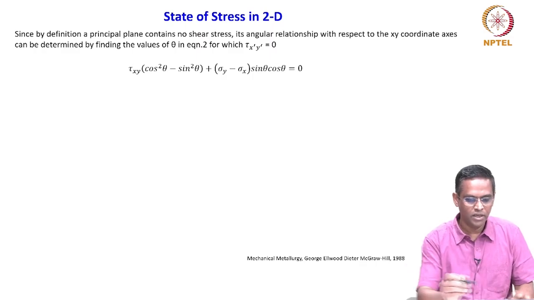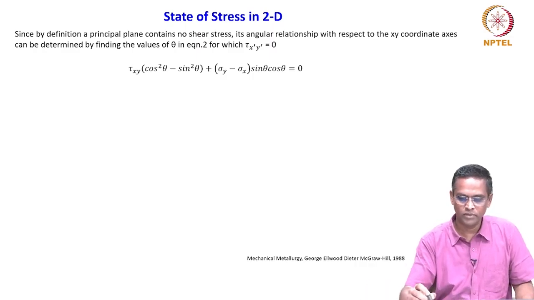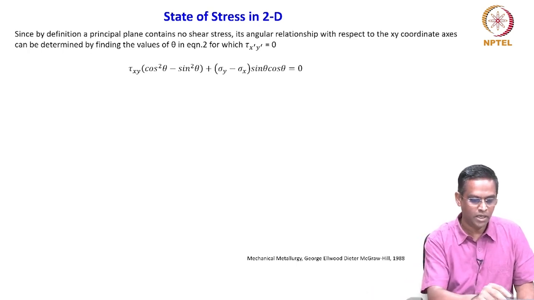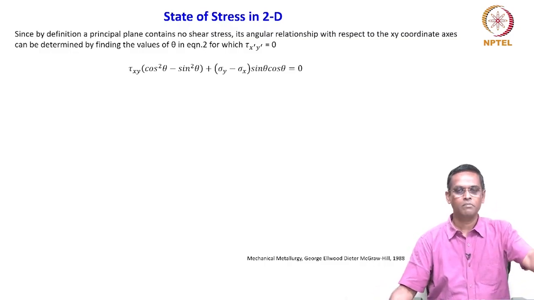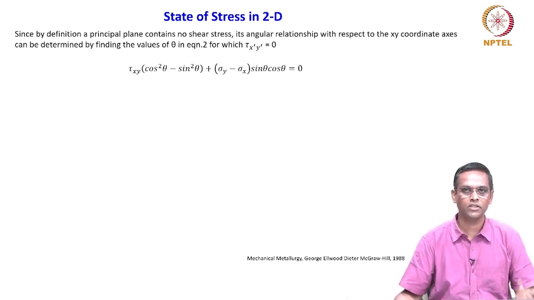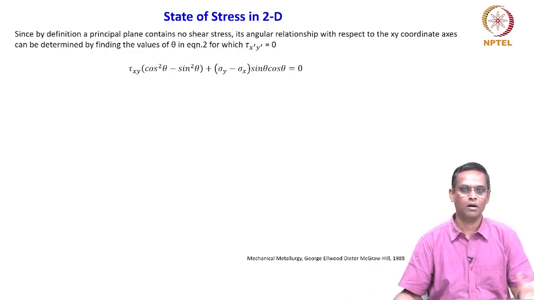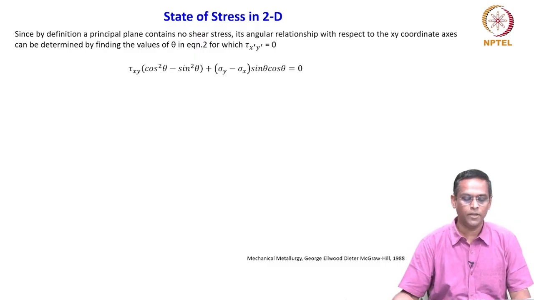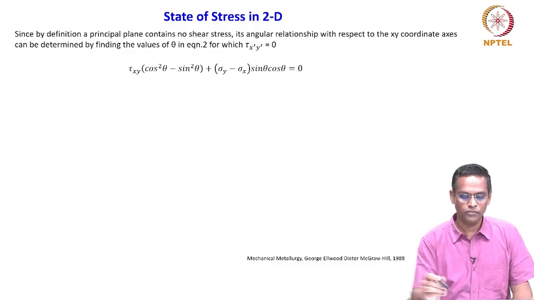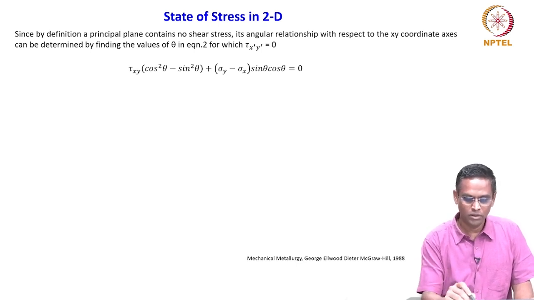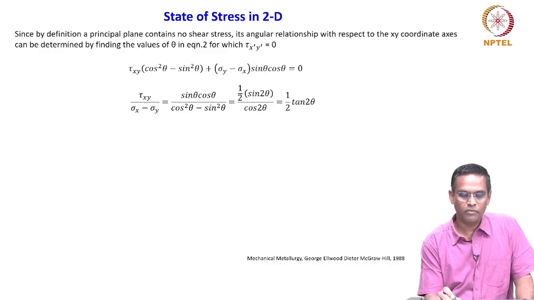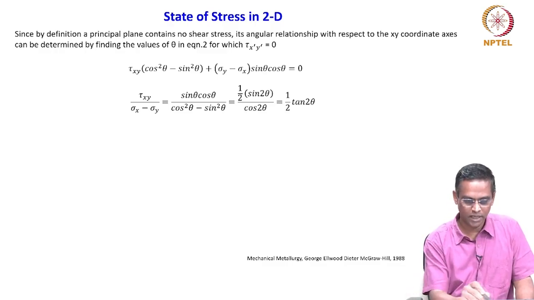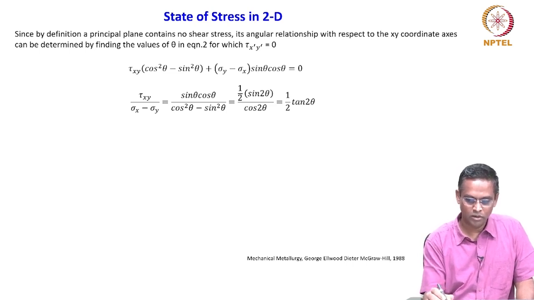So, since by definition a principal plane contains no shear stress, its angular relationship with respect to the xy coordinate axis can be determined by finding the values of theta in equation 2 for which tau x prime y prime is equal to 0. So, we have now derived the equation which describes the shear stress in a plane stress situation for an oblique plane or arbitrary theta. In order to find the angular relationship, if that equation is made equal to 0, then we can develop some relation. This is the relation we have taken from the previous slides. If you look at the shear stress expression, this is the same shear stress expression. Then we are trying to make it equal to 0 and rearrange that.